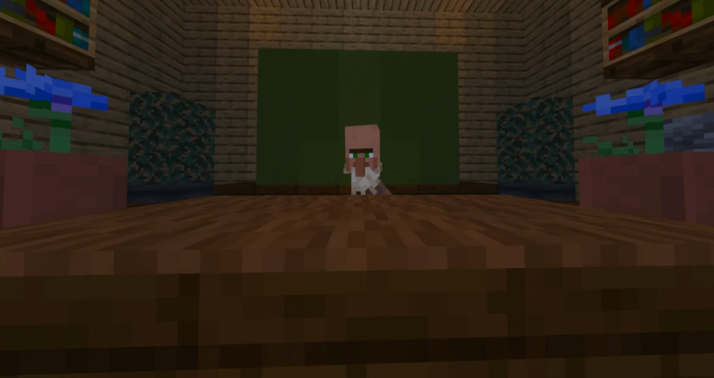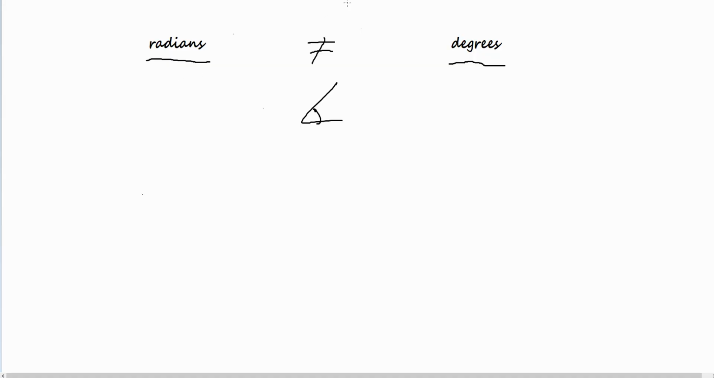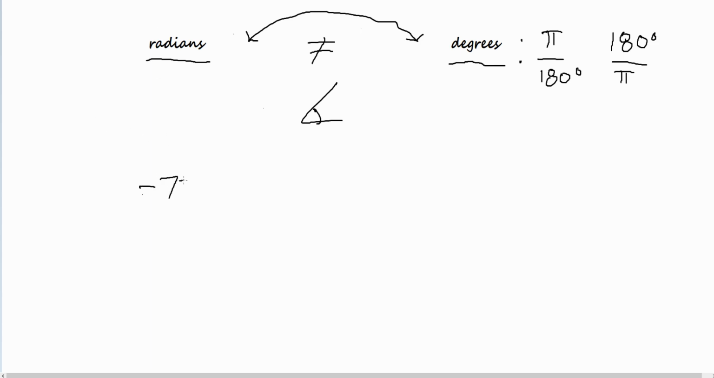Today, we will be going over radians and degrees. In order to convert between these two angle measurement units, we'll need to use a conversion factor, or pi radians equals 180 degrees, or 180 degrees equals pi radians. Now let's take, for example, negative 780 degrees to radians. We'll need to use one of these conversion factors to cancel out the degree unit and leave only radians.